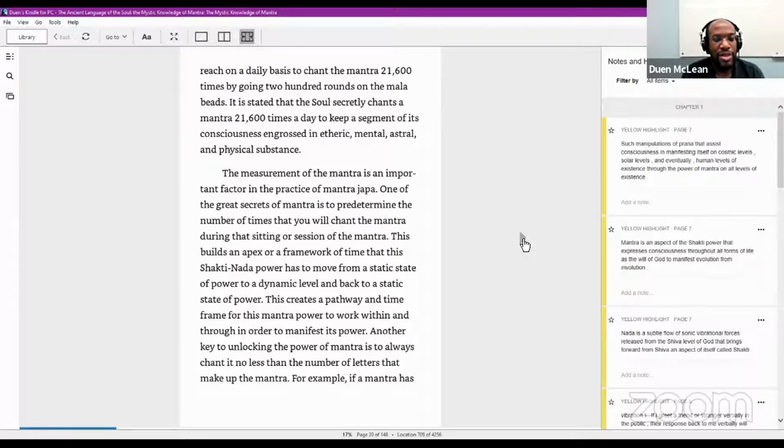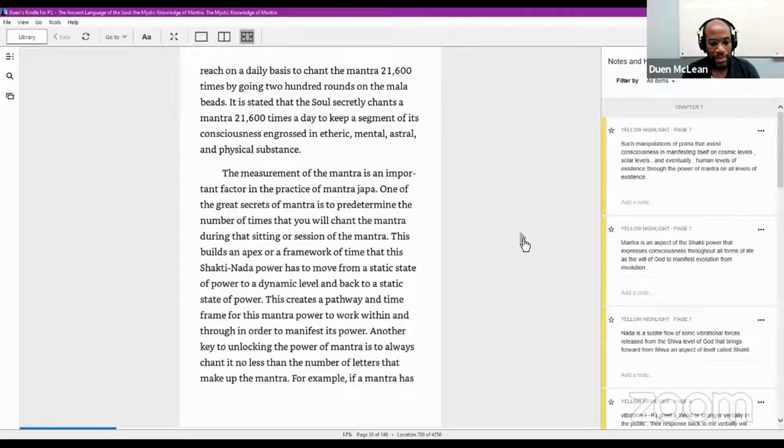The measurement of the mantra is an important factor in the practice of mantra japa. One of the great secrets of mantra is to predetermine the number of times that you would chant the mantra during that sitting or session. This builds an apex or framework of time that this Shakti Nada power has to move from a static state of power to a dynamic level and back to a static state of power. This creates a pathway and time frame for this mantra power to work within and through in order to manifest its power.